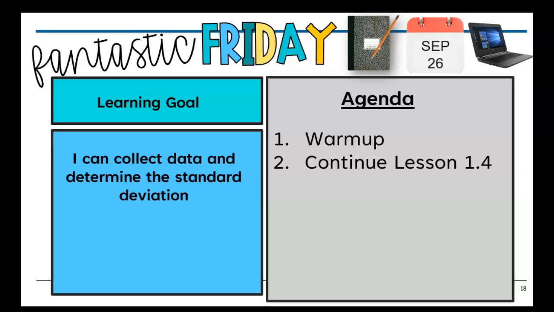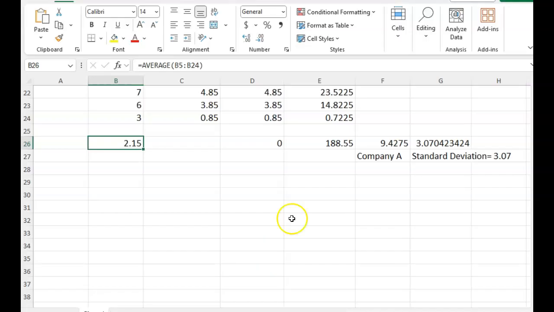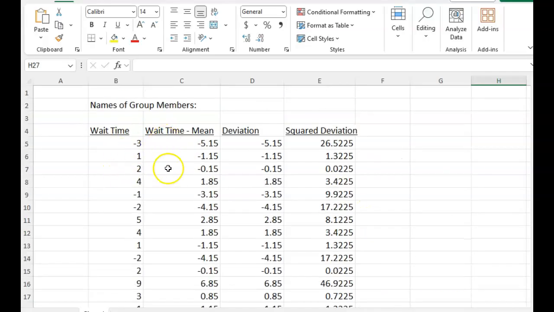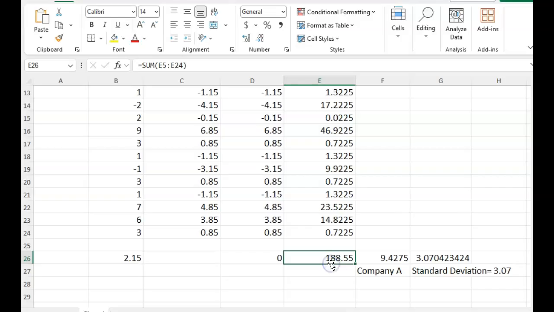So let's actually review the one for company A. I'm going to bring it up on the screen. Okay. Did we find the final deviation being 3.07 yesterday? Yeah. Good. Okay. So let's talk about today what that number actually means. So we did all these calculations, starting with the wait time, the average, then we subtracted it, then we squared it, then we added it all up, which was 188, right?